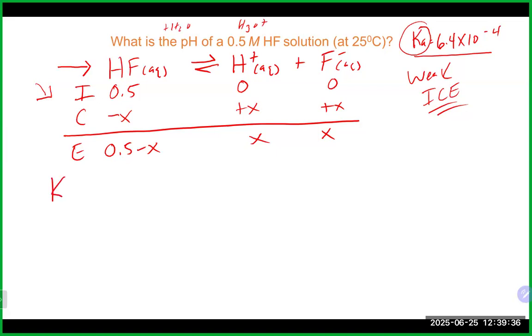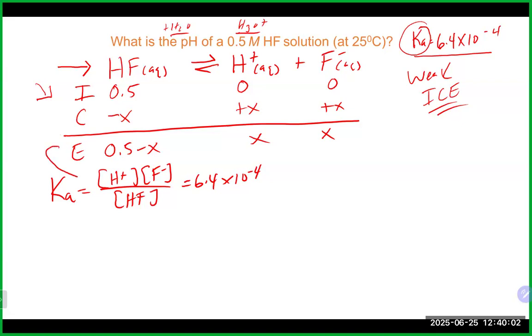We could write our Ka expression here, which would be H plus times F minus divided by HF, and this is going to equal 6.4 times 10 to the minus 4. Again, if you used the H3O plus, the water would not be included, because it is a liquid, and the H3O plus would just take the place of H plus in the expression. Like a normal equilibrium, we're just going to take our equilibrium line and throw it in there, and we're going to solve for x.